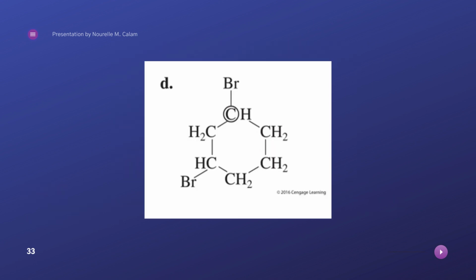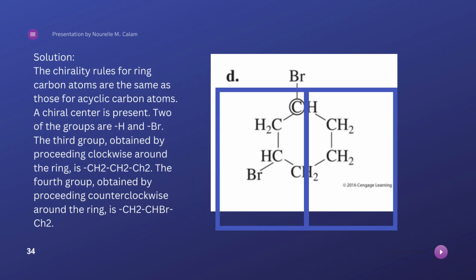Okay, how about for this one? We have here a ring system. Is the carbon atom being encircled chiral or not? Okay, so what are we going to do if this is the case? Now, for you to be able to identify whether this ring system is chiral or not, you can make some sort of a division. You divide the ring into two. Now, the chirality rules for ring carbon atoms are the same as those for acyclic carbon atoms. Now, for this particular example, a chiral center is present.